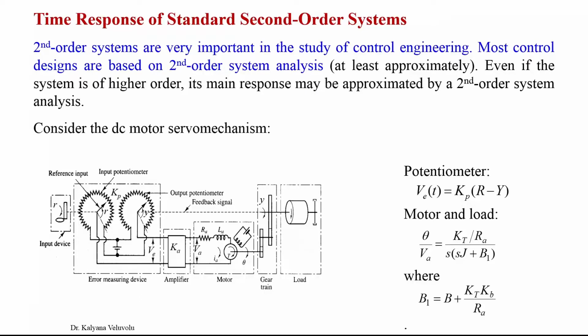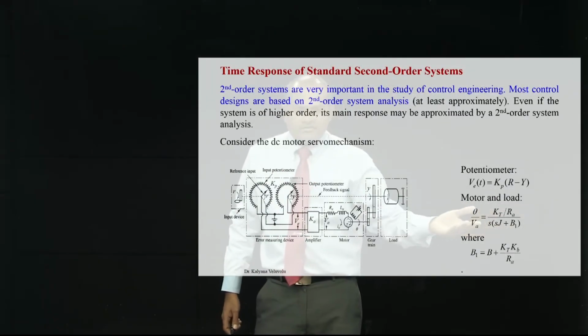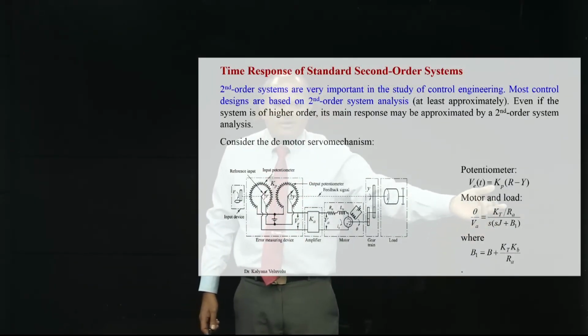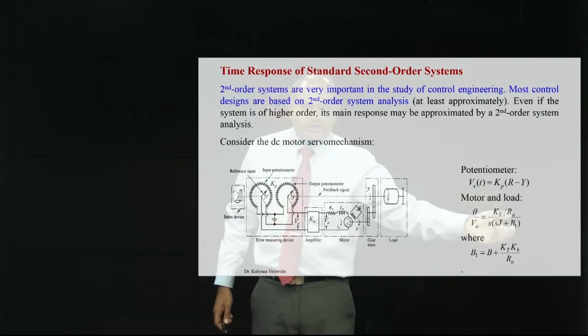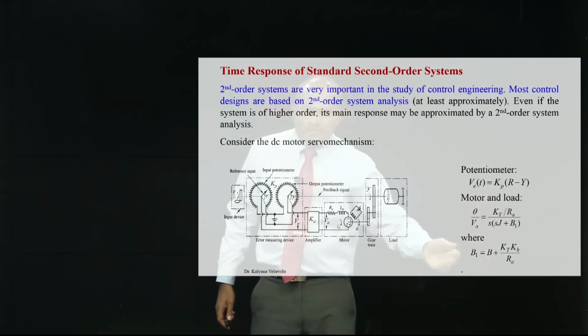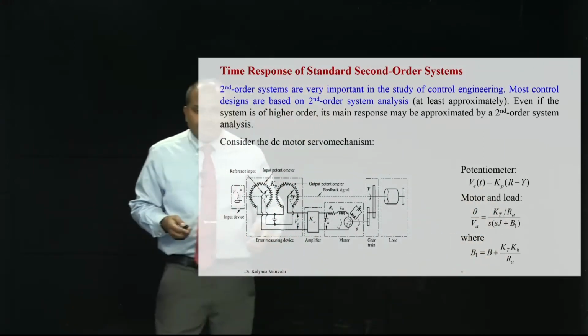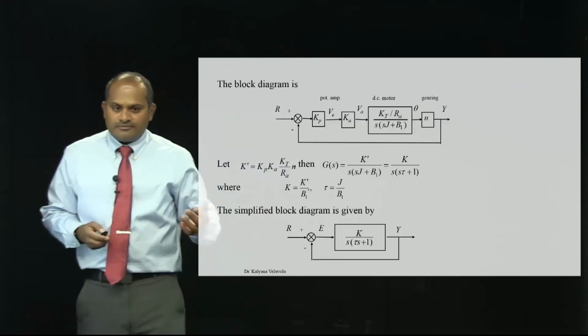You can easily observe from the diagram that V is equal to the difference of the input, and there is a simple amplifier Kp, R minus y. For the motor to load, theta to Va, we already developed this in the last class. So, theta by Va is equal to Kt by Ra, S into (Sj plus B), which we already have, and the P constant.